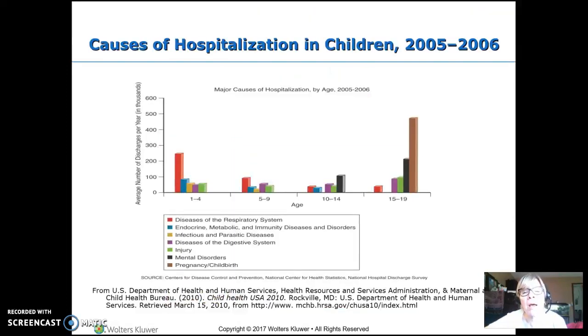So as far as morbidity, what brings kids to the hospital? Well, in that up to 4 age, you can see respiratory illnesses are the big thing, and you'll see that at Valley Children's. As they get a little older, it's still a lot of respiratory illnesses, but other things as well. And then when we get to the teens, we have a lot of teen pregnancy, bringing the teens in for pregnancy and childbirth.